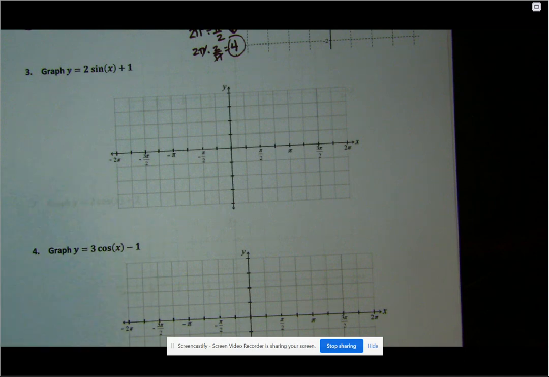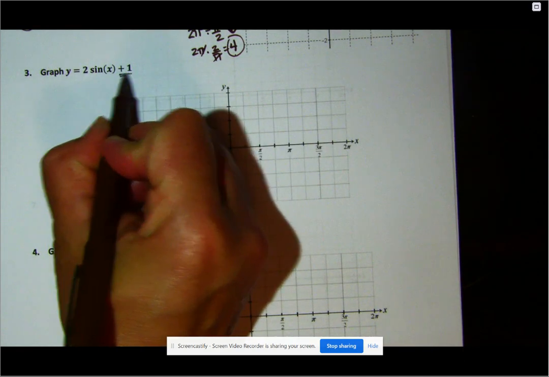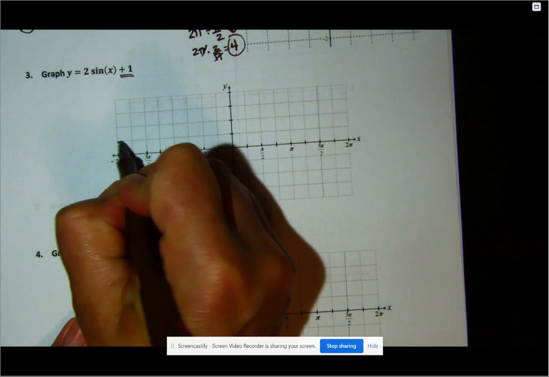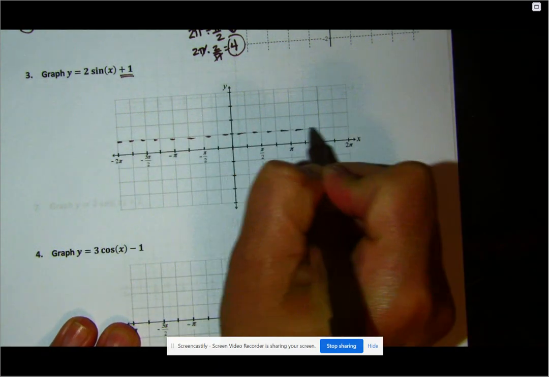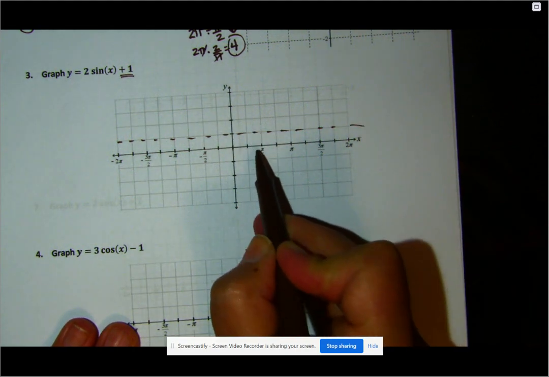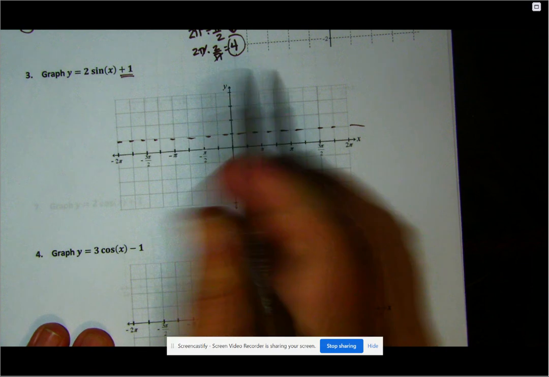All right, now we're going to make a graph given an equation. Typically it's easiest to start with the midline. So I'm going to draw a dashed line at 1 because it got shifted up 1. I like to think of that as my old x-axis, because the x-axis used to be the midline of the parent function. Amplitude of 2.